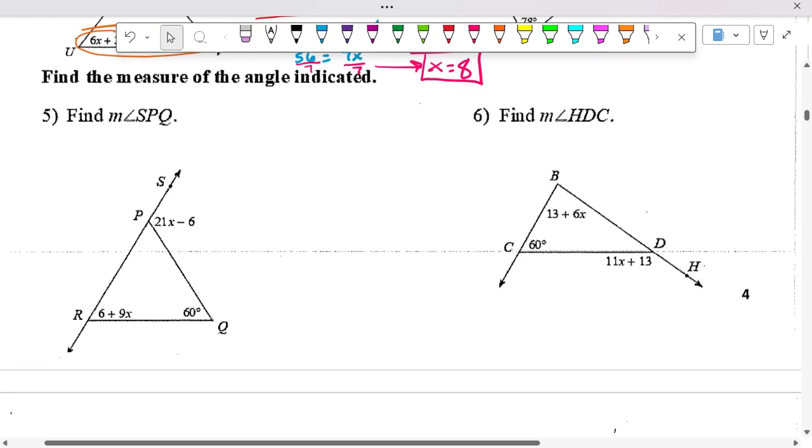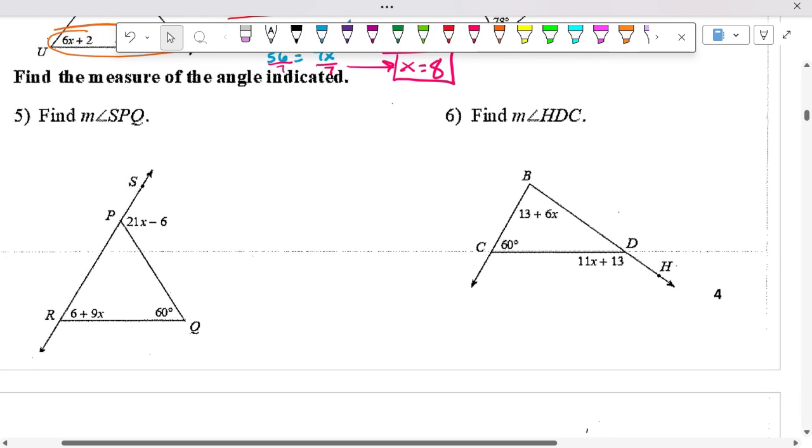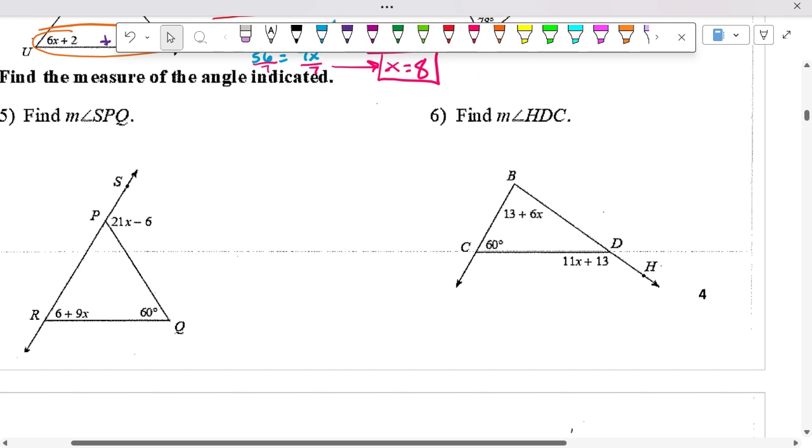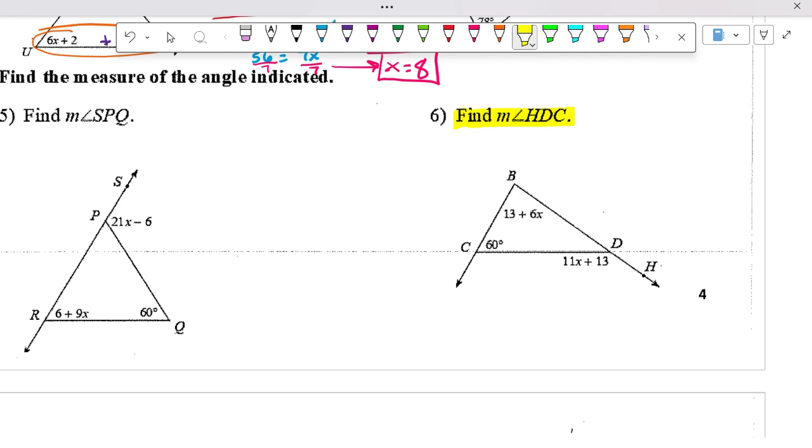All right, last one for exterior angle theorem. Look at number 6. Now, pretty much the same process that we just did, except there's one extra step. What's the difference between what we just did and what number 6 is asking of us? Kind of. What's it asking us to find? An angle measure. So HDC. So we're finding this angle right here. So in other words, once we solve for x, what do we have to do last?